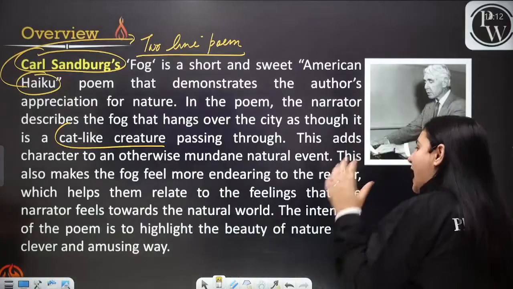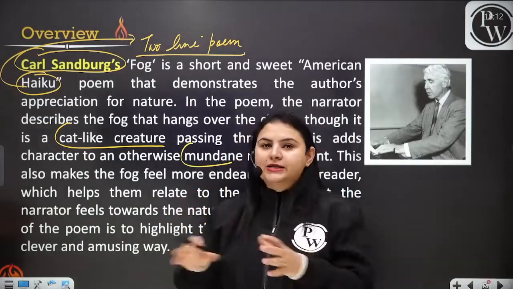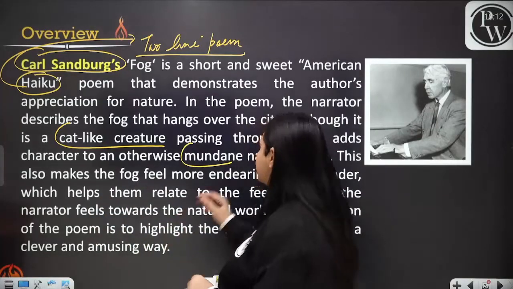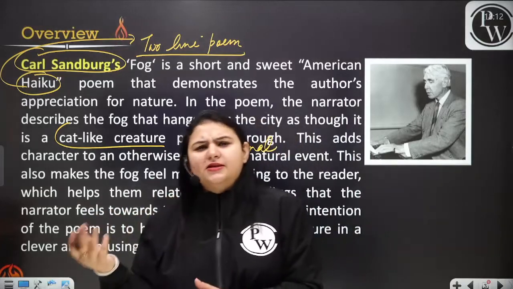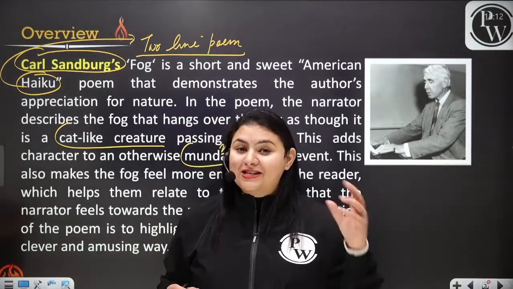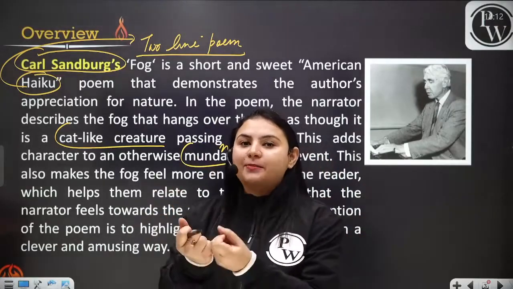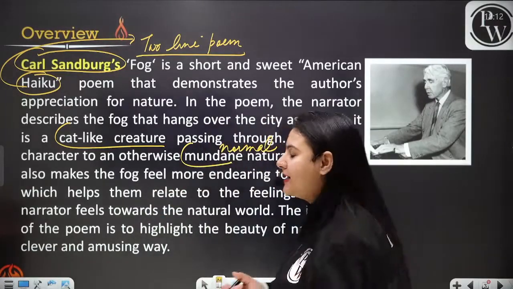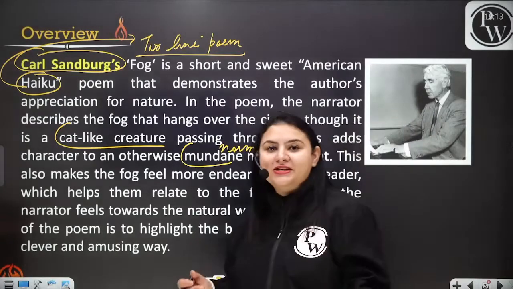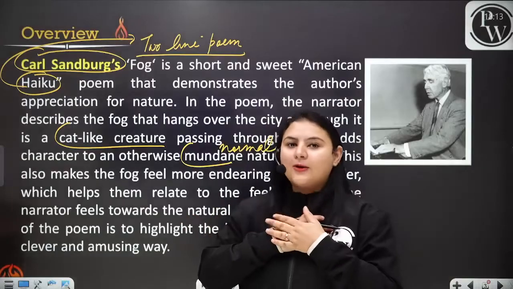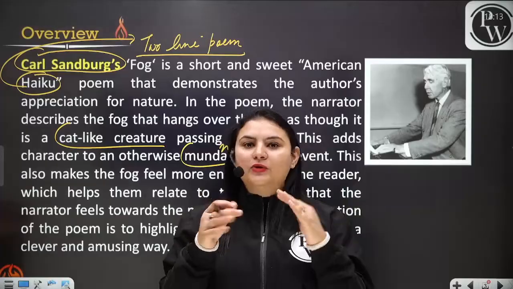This adds character to an otherwise mundane natural event. This is a very mundane, very normal natural event. Fog is not considered to be an element of beauty. But here, by comparing it with a cat, the poet has given some strong character to it. This also makes the fog feel more endearing to the reader. We feel the fog more close to our heart. Why? Because it has been compared with a lovely creature.